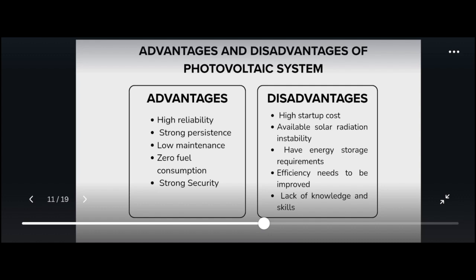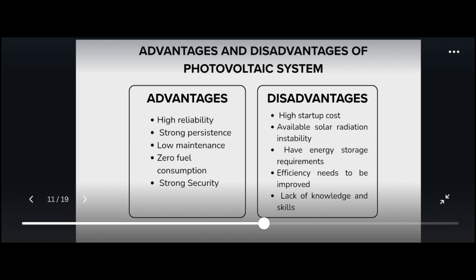Available solar radiation instability. For any solar system, weather changes will greatly affect the amount of electrical energy output. Therefore, the system design needs to be adjusted according to changes in climate and location. Energy storage requirements: some photovoltaic systems use batteries as energy storage devices. This increases the footprint, cost, and complexity of the system.